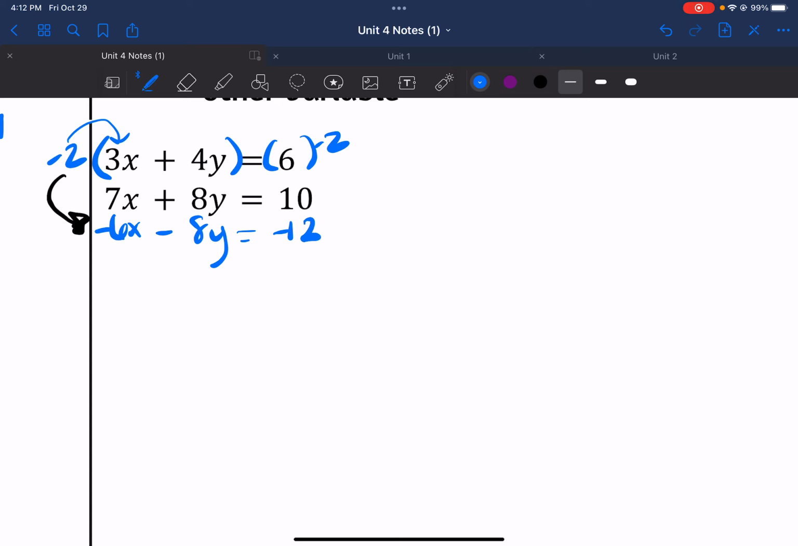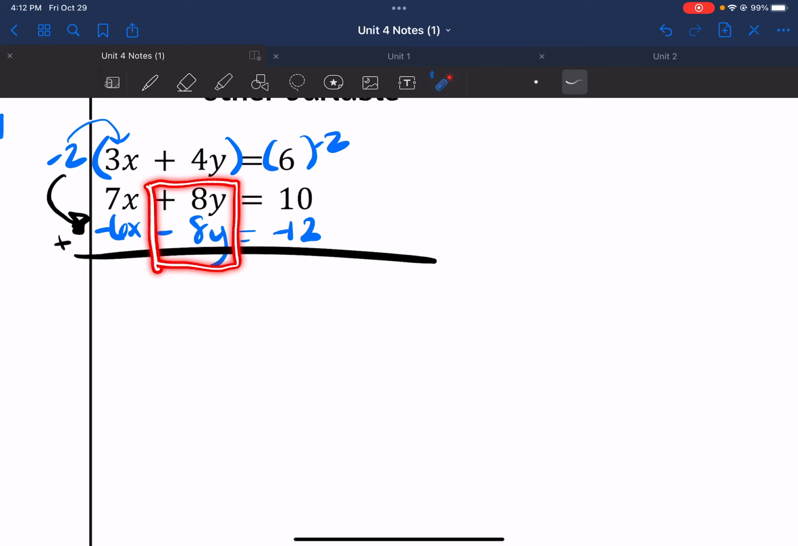Now, here is why we did that. I'm gonna draw my line across, and we're adding. The reason why I did that is because, look, I want you to notice right here. This is a positive 8y and a negative 8y. They cancel out each other. That's what we want. We want to cancel out a variable so that we only have one variable that we're working with. So it doesn't matter if you do the x's first or the y's. We just need to do one of them.